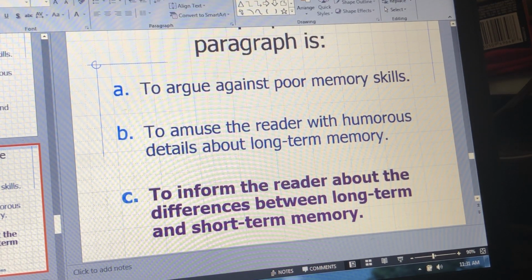Okay, the purpose was to inform. It was not arguing. And there was nothing humorous or entertaining; it was all kind of factual. The purpose was to inform the reader what was going on between short-term and long-term memory.